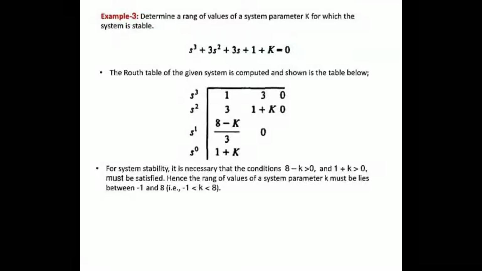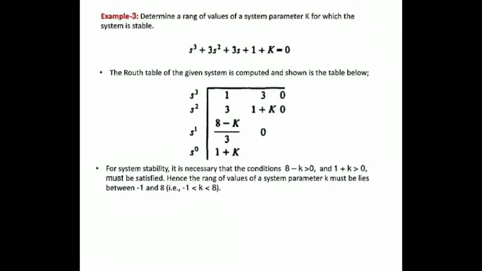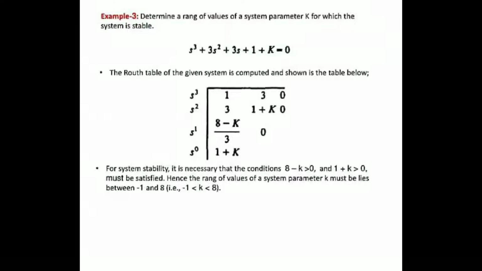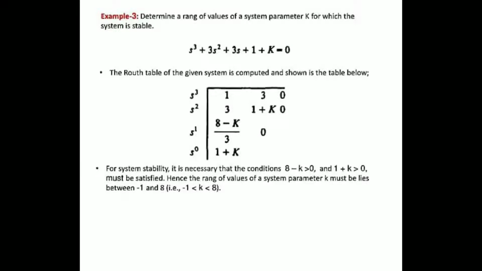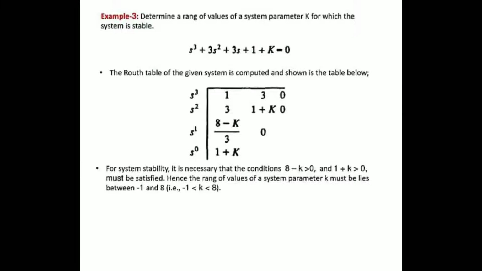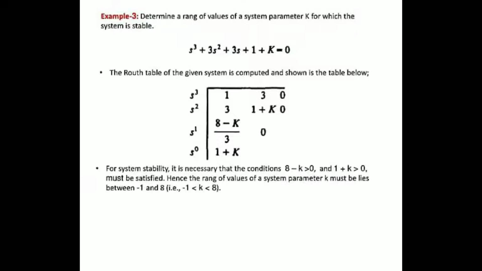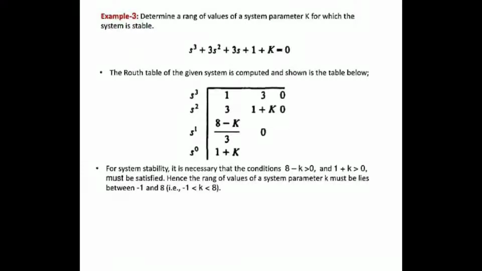So as per the rule of stability of the RH criteria, all coefficients should have the same sign, but the two elements in the first column, 1 and 3, have the positive sign. So the other elements, 8 minus k and 1 plus k, for making the system stable, should be greater than 0. So the condition is what? 8 minus k should be greater than 0 and 1 plus k should be greater than 0. Equate the two terms with 0, and you will get the range of values of k for which the system is stable. So from minus 1 to 8, the system is stable. So the range of values of k is minus 1 to 8.